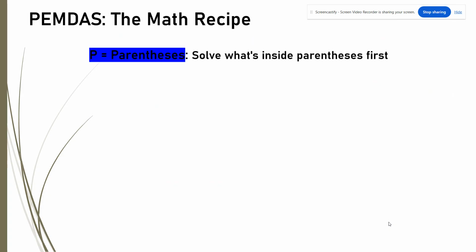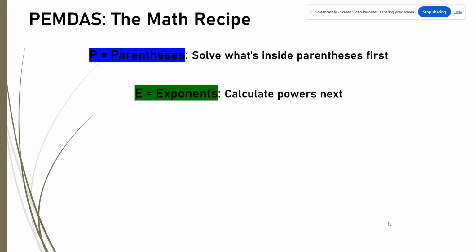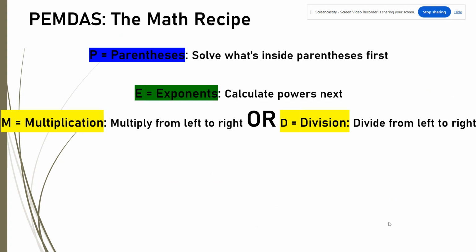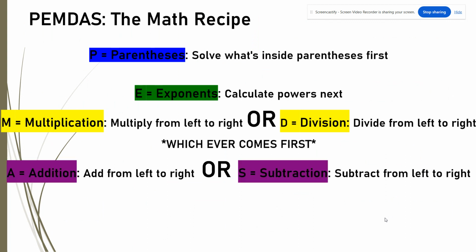So, the recipe is as follows. P, parentheses, solve what's inside the parentheses first. E, exponents, calculate the powers next. M, multiplication, or D, division, going from left to right, whichever comes first. A, addition, or S, subtraction, going from left to right, whichever comes first.